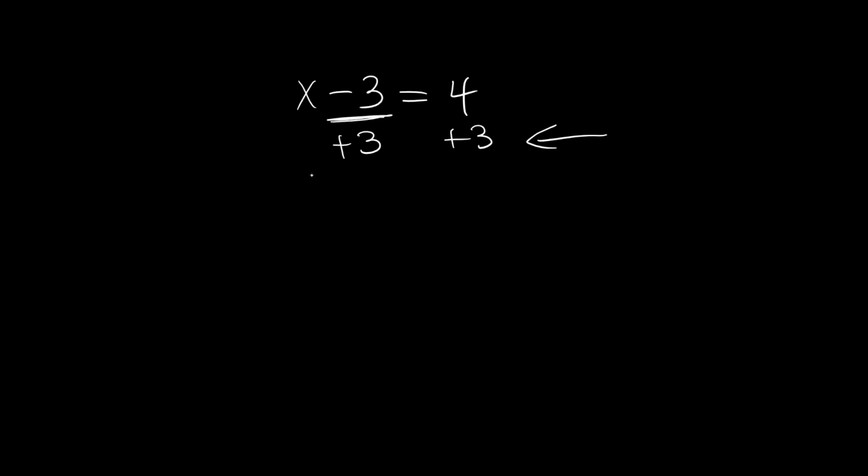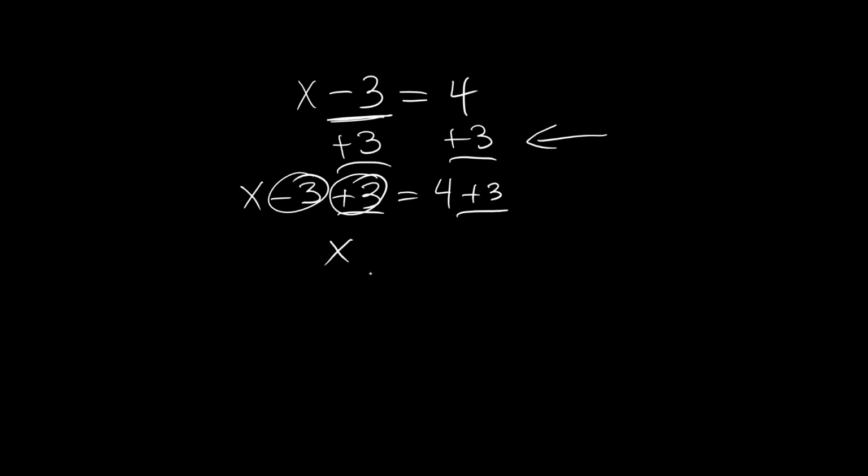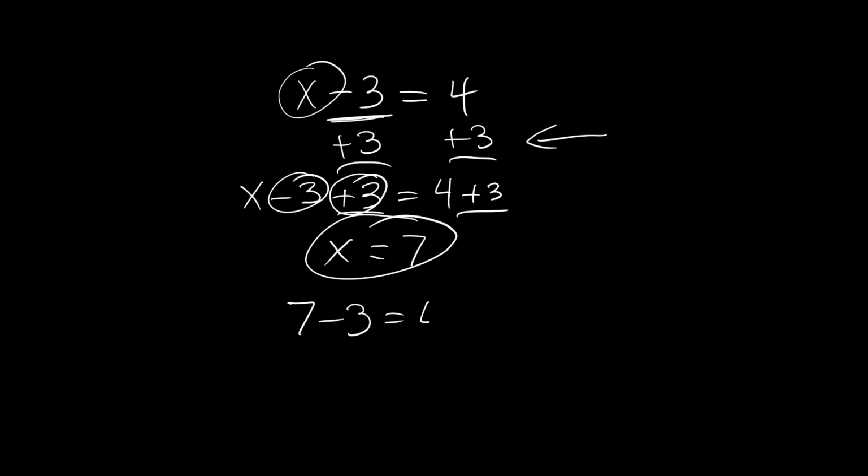All right. So what do we get? Well, we get x minus 3 plus 3 equals 4 plus 3. This is just what we added. And if you subtract 3 and you add 3, that's the same as doing nothing. So that means x equals 4 plus 3, which is 7. So now let's plug it in. Everywhere we see x, we can plug in 7. So we get 7 minus 3 equals 4. Is that true? Yep, that is true.